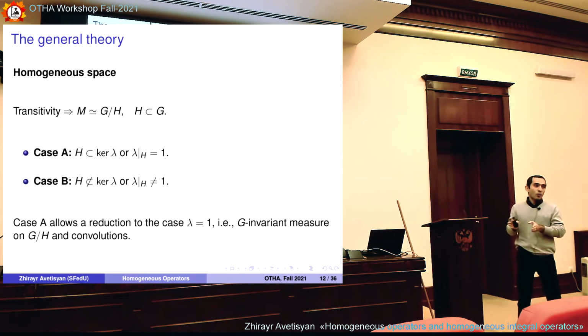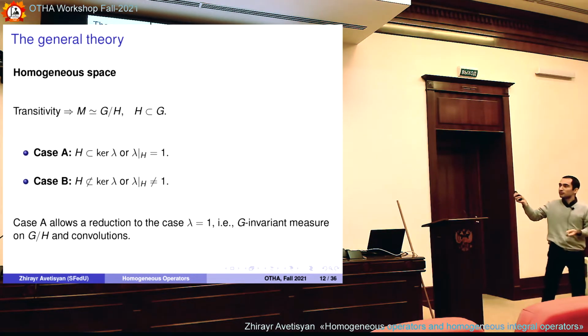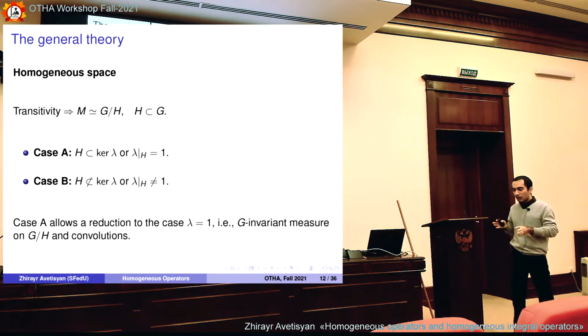Case A, where the stabilizer subgroup is in the kernel of the character, which means that the restriction of the character on the stabilizer subgroup is trivial. And second, not the case, right? And we'll see that these two are qualitatively different situations.